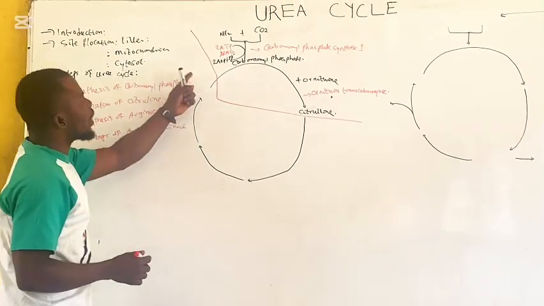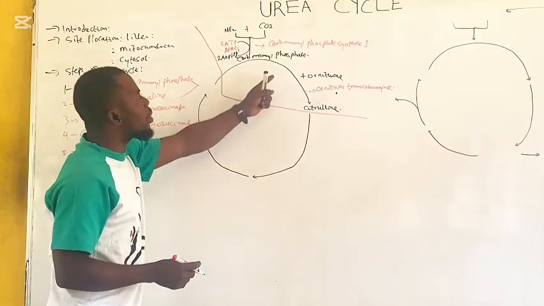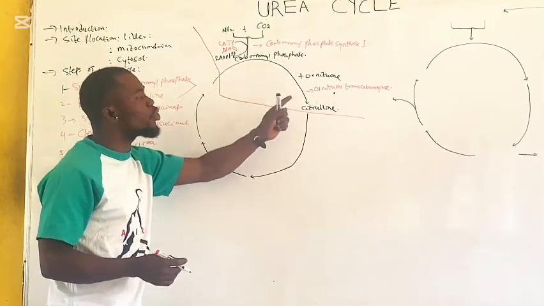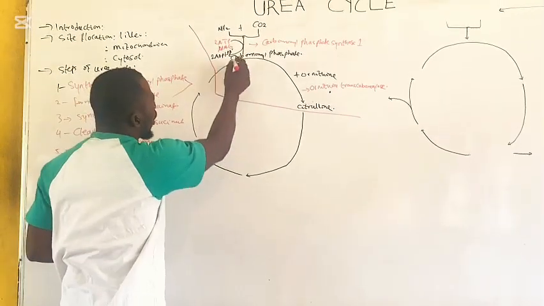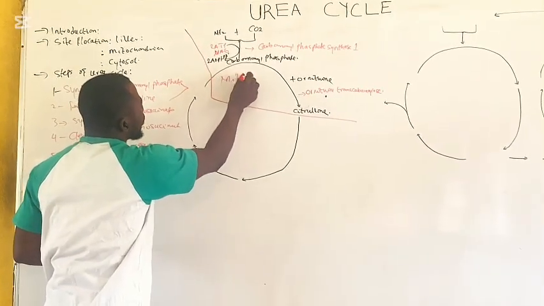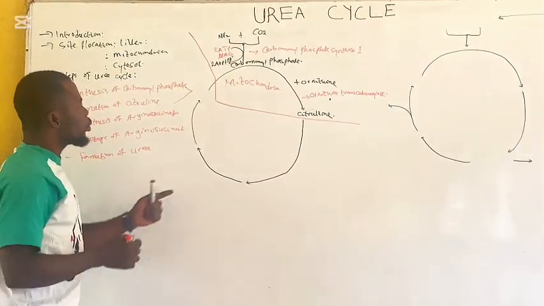I will say that the first step and the second step occur in the mitochondria, because the enzymes carbamoyl phosphate synthase 1 and ornithine transcarbamylase, which are involved in both steps, are located in the mitochondria. So this is the mitochondria. Now to the third step.